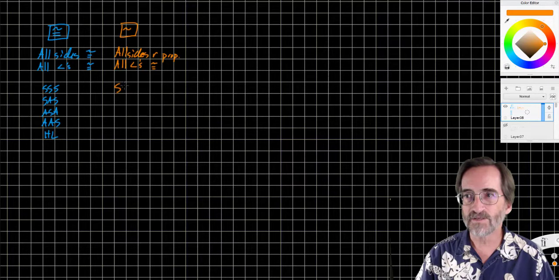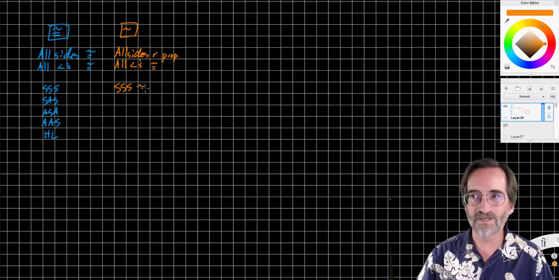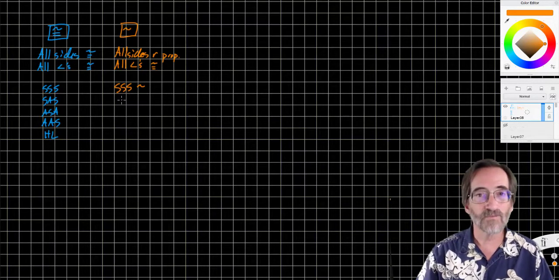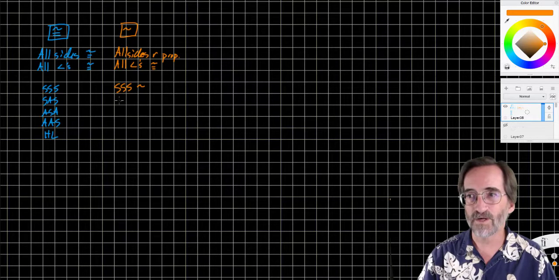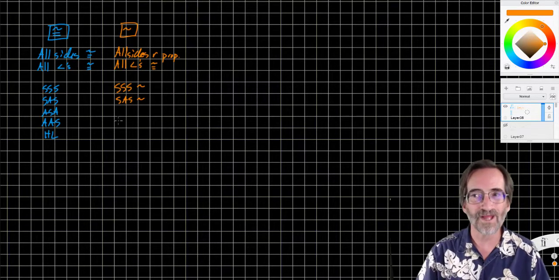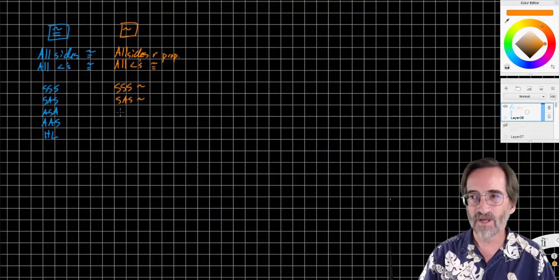There is the side, side, side similarity postulate. So indicate side, side, side with a tilde for similar. If three sides are proportional, then the triangles are similar. Same with this, side, angle, side similarity. If two sides are proportional and the included angles are congruent, side, angle, side works.